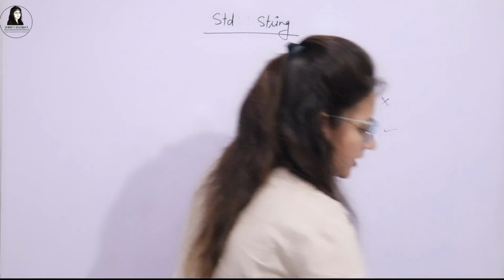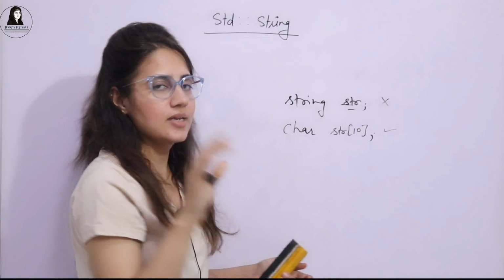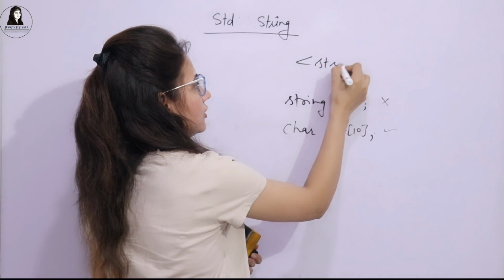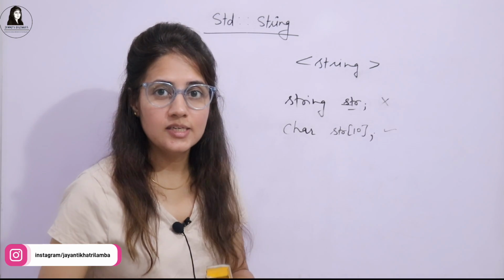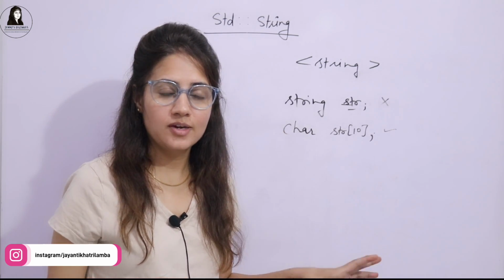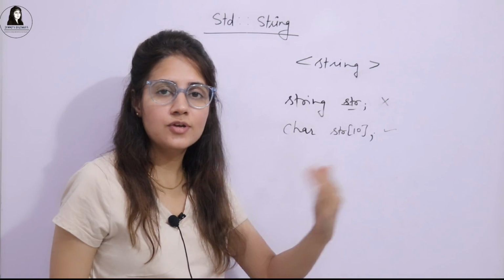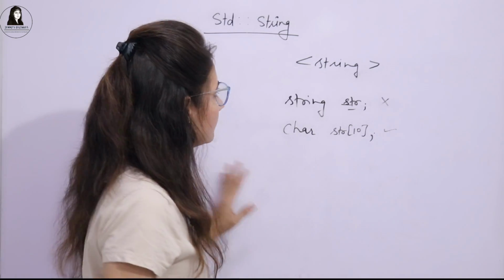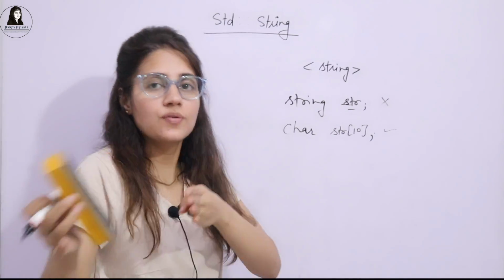Because in C++ a new type of string is introduced like this. String is a class here, which is defined in this header file, string, with so many functionalities and member functions. So we can use so many functionalities with string, right? So strings are basically objects which represent a sequence of characters in C++, right?